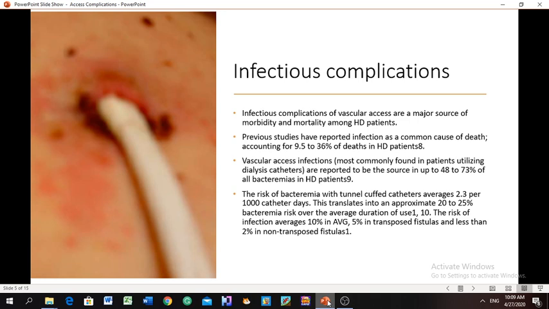The risk of bacteremia with tunneled cuffed catheters averaged 2.3 per thousand catheter days. That translates into an approximate 20 to 25% bacteremia risk over the average duration of use. The risk of infection averaged 10% in grafts, 5% in transposed fistulas, and less than 2% in non-transposed fistulas.